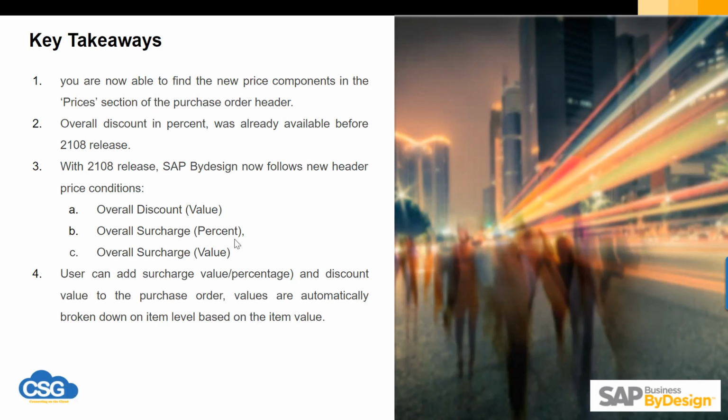With the 2108 release, SAP ByDesign now offers new header price conditions, that is overall discount value, overall surcharge percentage, and overall surcharge value. And also the user can add surcharge value, percentage and discount value to the purchase order. Values are automatically broken down on the item level based on the item value. That's what we saw: we added everything on the purchase order header level, but then the value was distributed on both item levels. This is very beneficial when we have more than one or two items where you cannot add it manually like before. So this is a good thing which SAP ByDesign has given to us.